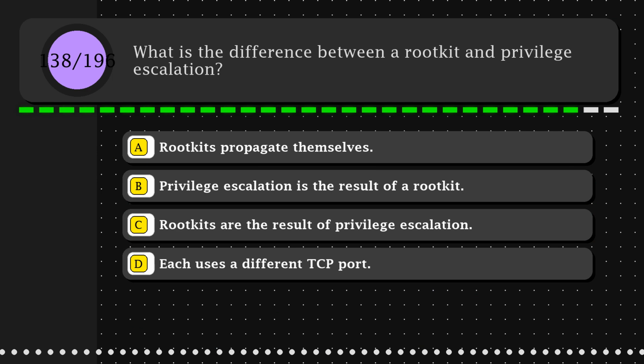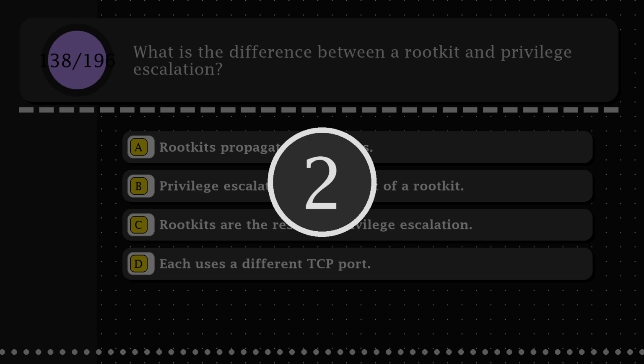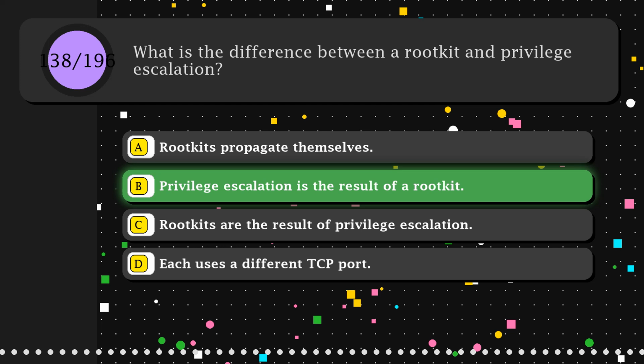Question 138. What is the difference between a rootkit and privilege escalation? Option A, rootkits propagate themselves. Option B, privilege escalation is the result of a rootkit. Option C, rootkits are the result of privilege escalation. Option D, each uses a different TCP port. The correct answer is option B, privilege escalation is the result of a rootkit.